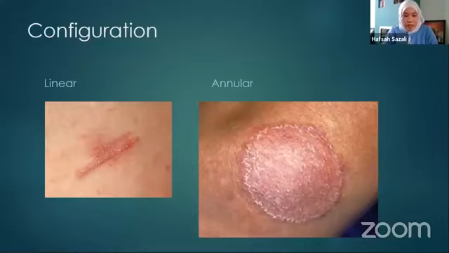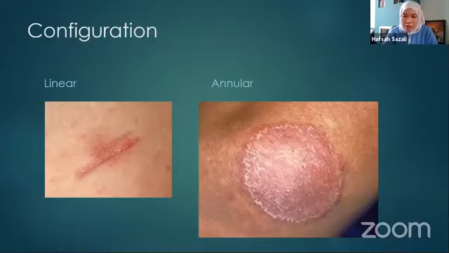Besides that, the shape of the lesions, the configuration of these lesions, also matters. For example, linear distribution. These can occur, for example, in Koebner phenomenon. Psoriasis is one of the skin conditions which can demonstrate Koebner phenomenon. We can also see that in some allergic contact dermatitis, poison ivy, for example. So it does give us a clue of the differential diagnosis.